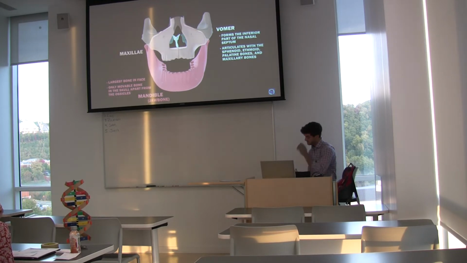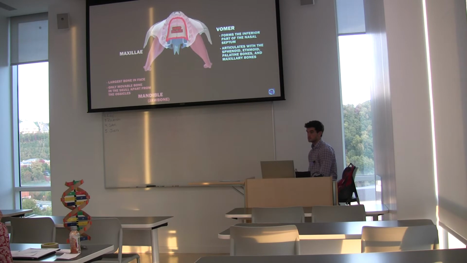A pair of maxillae are fused together at the intermaxillary suture to form the bone of the upper jaw. This includes the hard palate in the front of your mouth. The 2 palatine bones, together with the maxillae, comprise the hard palate. They are located at the back of the nasal cavity.